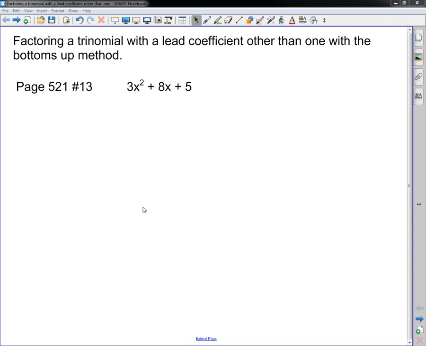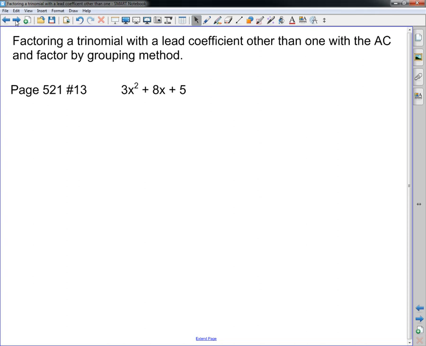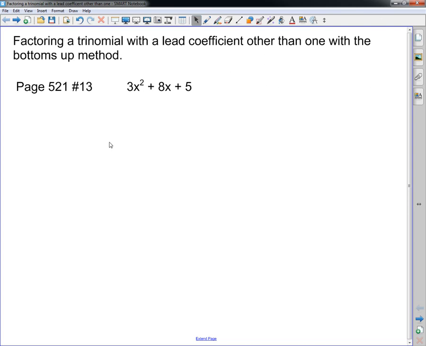Hello class, today we are going to look at factoring a trinomial with a lead coefficient other than 1. There's a few methods to factoring these types of problems. One of the methods is the guess and check method, which is covered pretty heavily in your textbook. The other two methods are the bottoms up method, which is a video that I posted in that first response to the DQ question, and the AC with factor by grouping. So a couple methods to work with.